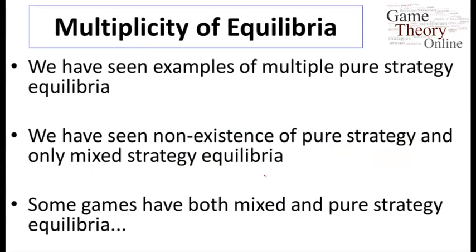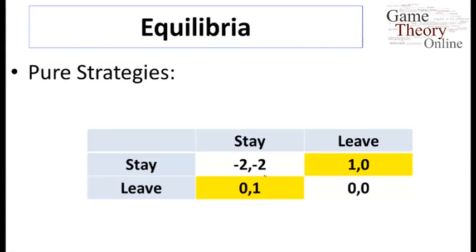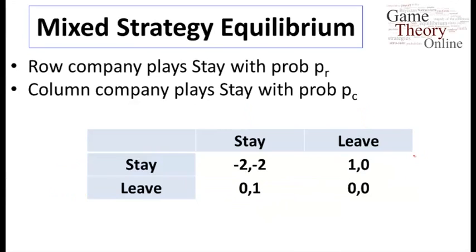Well, in this game, it's pretty easy to see that there's multiplicity of equilibria. So in particular, in this example, what do we see? We see that there are two pure strategy Nash equilibria, one where the row player leaves and the column player stays, and so the column player enjoys the positive payoff of 1. And the other, which is the symmetric version of that, the row player stays and the column player leaves, and then it's the row player that's getting the benefits. Okay, so two pure strategy Nash equilibria. There's also one mixed strategy Nash equilibrium. So let's look at that equilibrium.